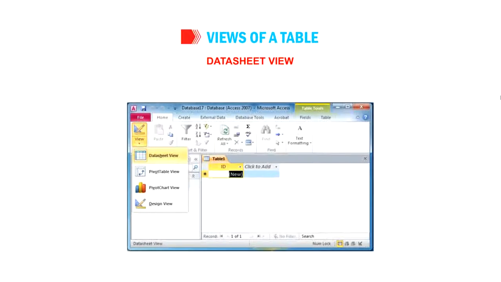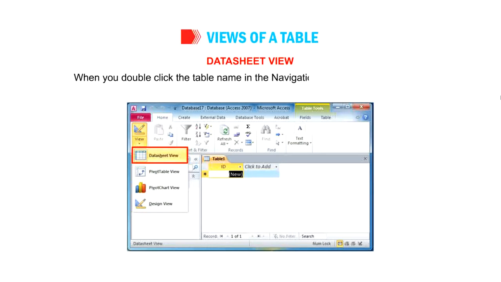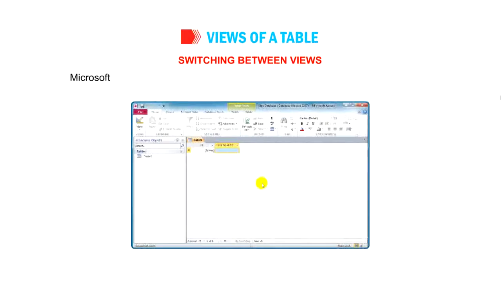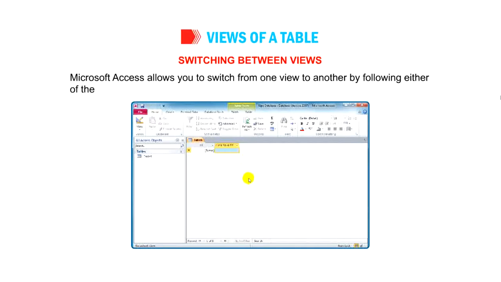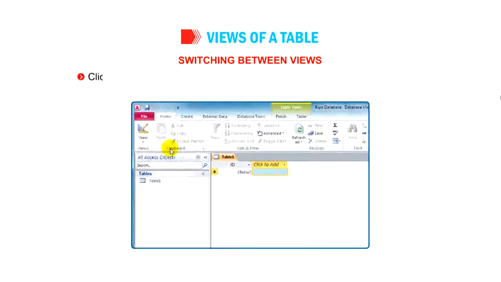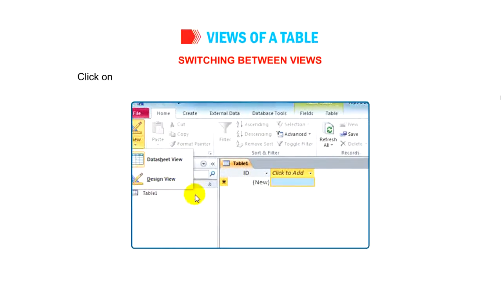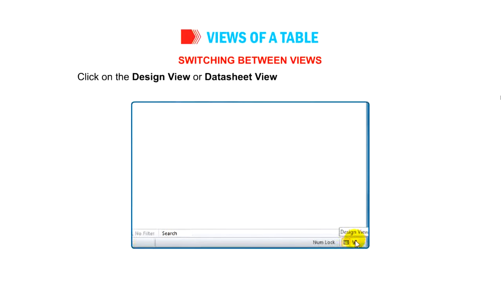Data sheet view. Data sheet view is used to enter data in a table. When you double-click the table name in the navigation pane, it opens the table in the data sheet view. Switching between views. Microsoft Access allows you to switch from one view to another by following either of the 2 options. Click on the View option in the Views group on the Home tab to change the desired view. Or click on the Design View or Data Sheet View buttons at the right corner of the status bar.